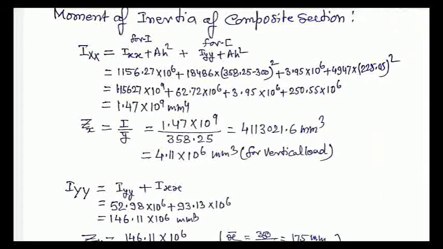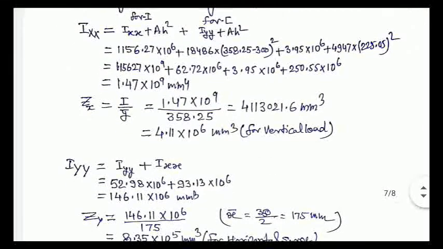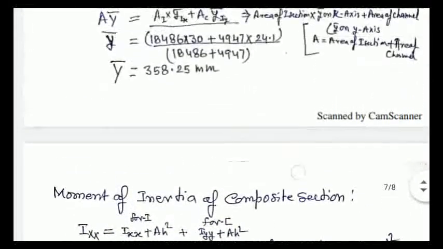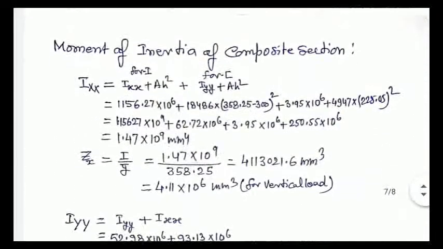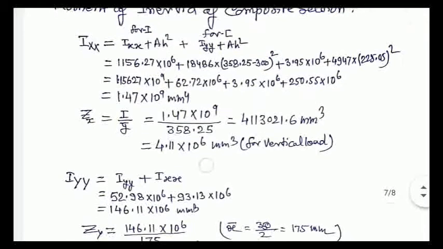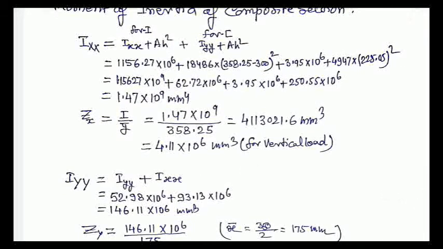of the composite section. Now find out the Zx, or the section modulus in x direction. So it will be I divided by y. This comes out to be 1.47 into 10 raised to power 9 divided by 358.25, as we have taken here this y bar. So it comes out to be 4.11 into 10 raised to power 6 mm cube for the vertical loads.